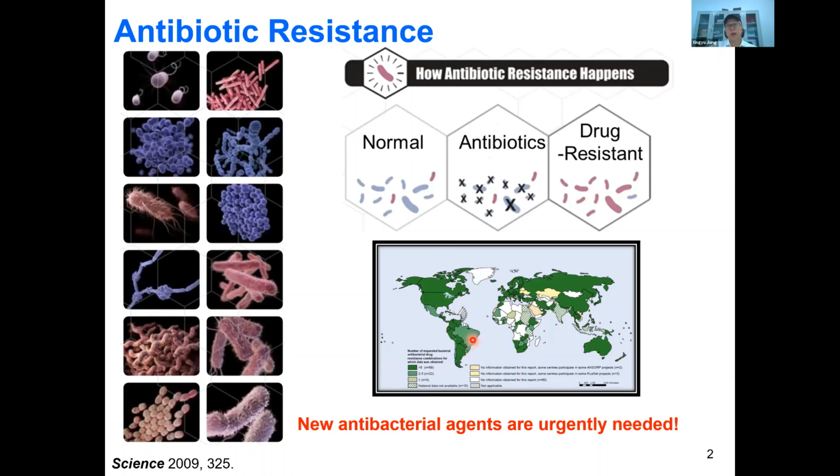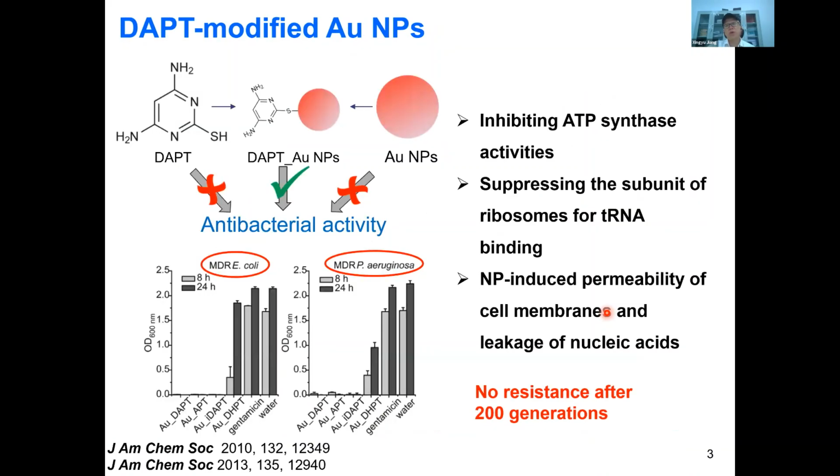So if you look at the world map, the darkness of the green color indicates the level of drug resistance, and you can see that throughout most of the world, there is a fairly serious problem with drug resistance. So new types of antibacterial agents are really urgently needed. About 10 years ago, we came across a set of gold nanoparticles that are very interesting, very unique.